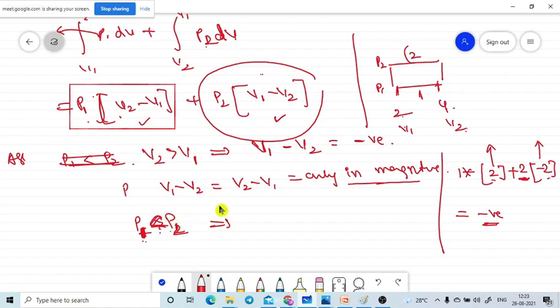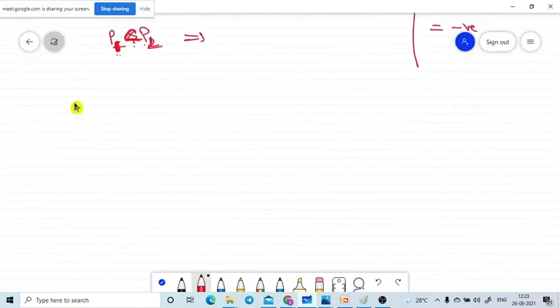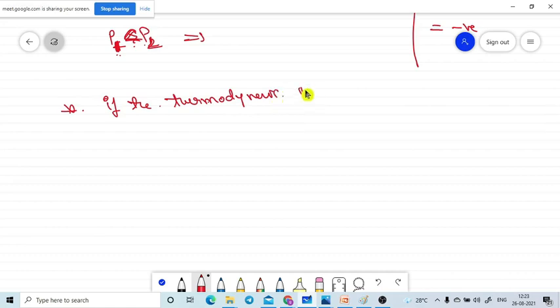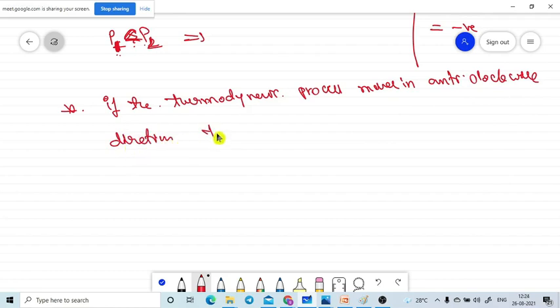We did this much. Let me write that one. Our conclusion is if the thermodynamic process moves in anti-clockwise direction, then external work done, work done, will be negative. Negative, that is very important.